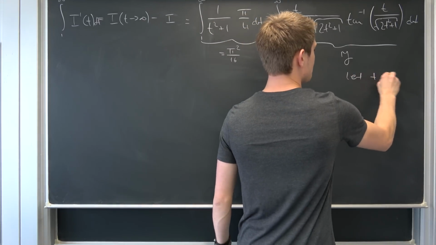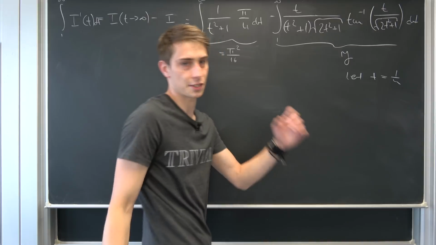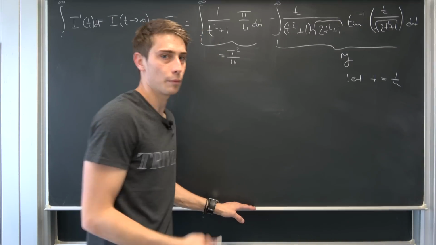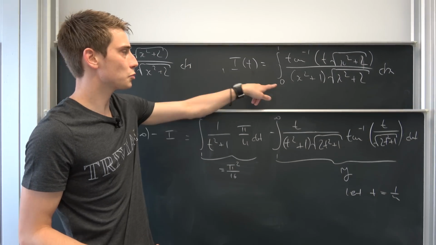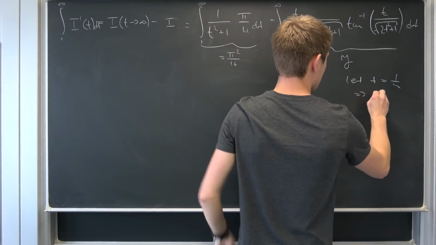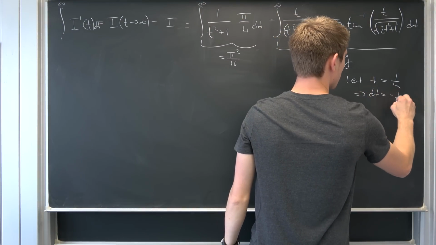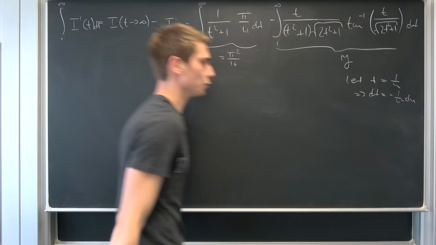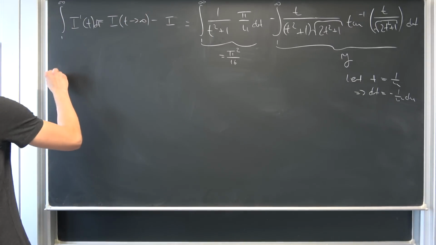So let t be equal to 1 over u, and this substitution is extremely helpful because it means we can get our original bounds back. You will see in a minute why. That also means that dt is nothing but negative 1 over u squared du. And we can plug all of this information into J.